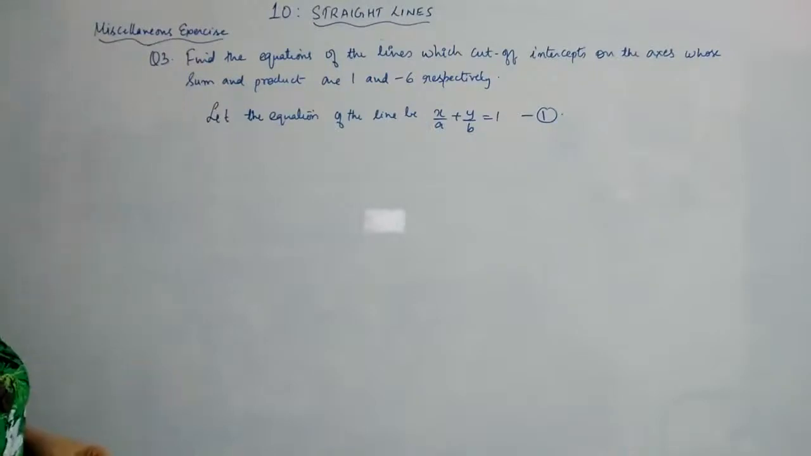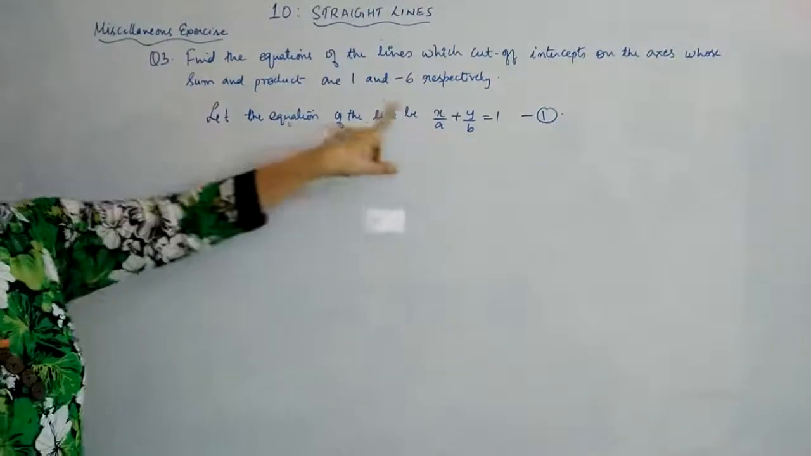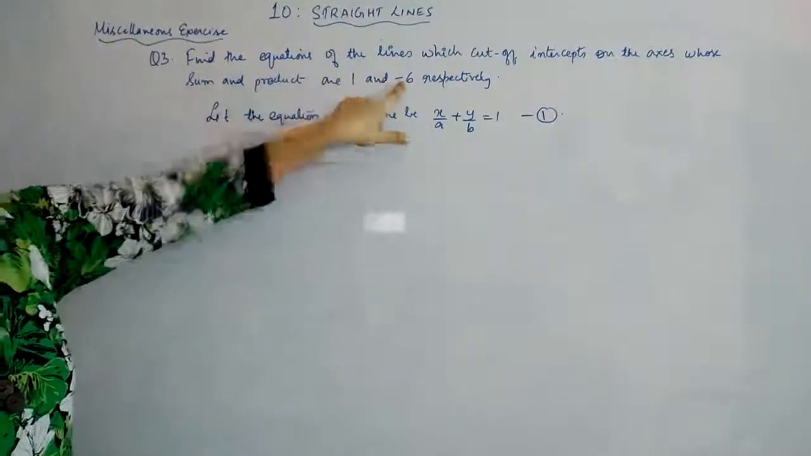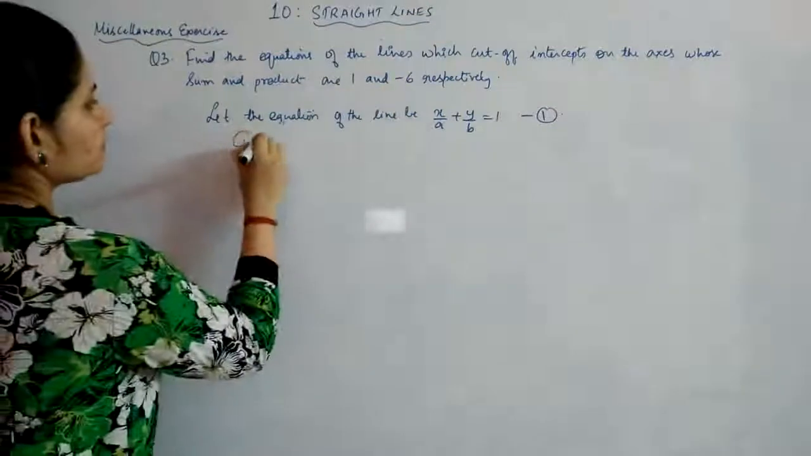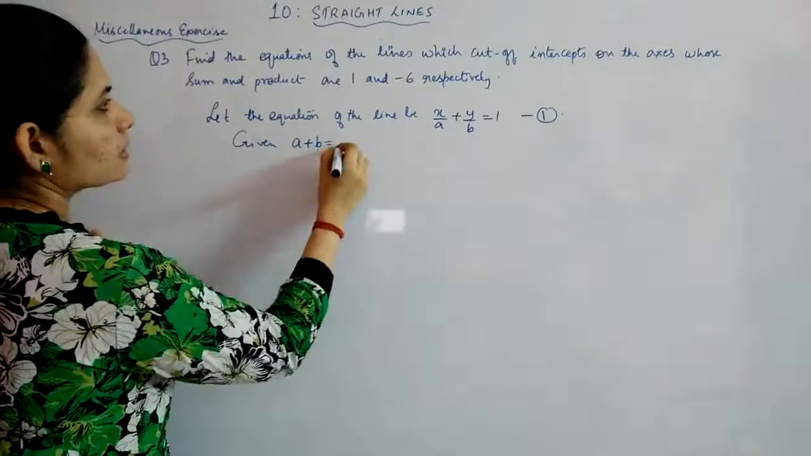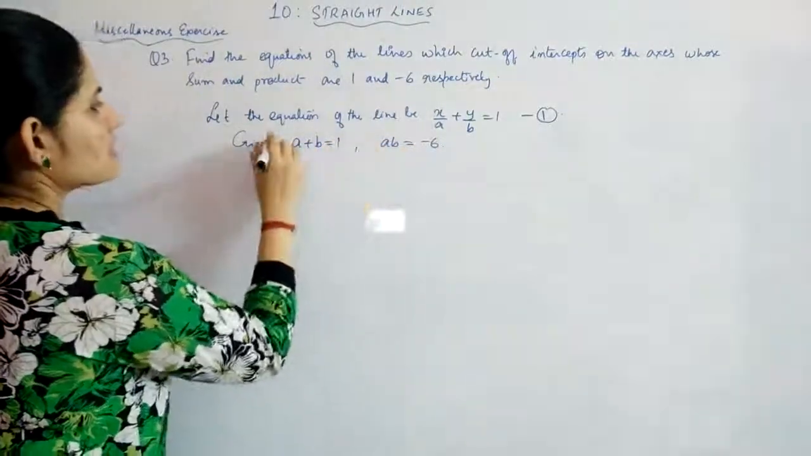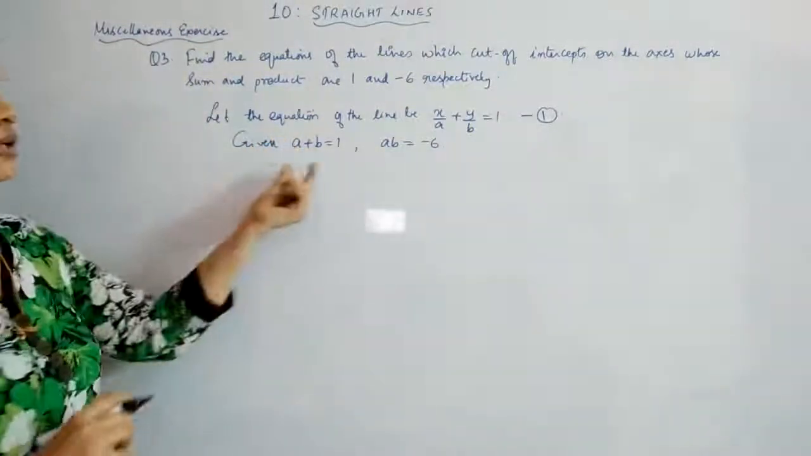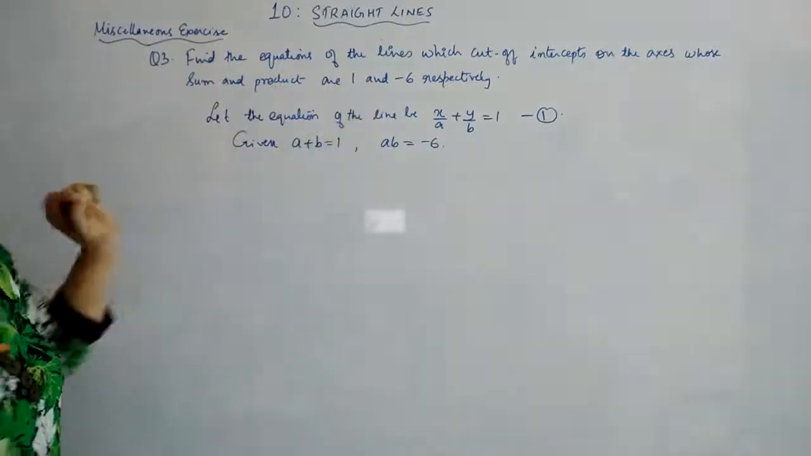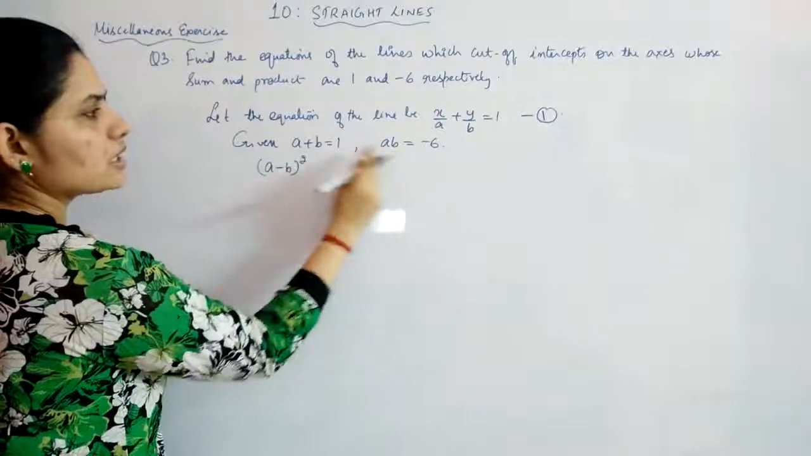Now what is given? The sum and product of the intercepts, what are the intercepts? a and b. So their sum is given to be 1 and product is given to be minus 6. So a plus b is equal to 1 and ab is equal to minus 6. These are the given things. Now if we know a minus b, then we can easily solve and find out what a and b are and get the equation. So we are starting with a minus b the whole square using these two concepts.